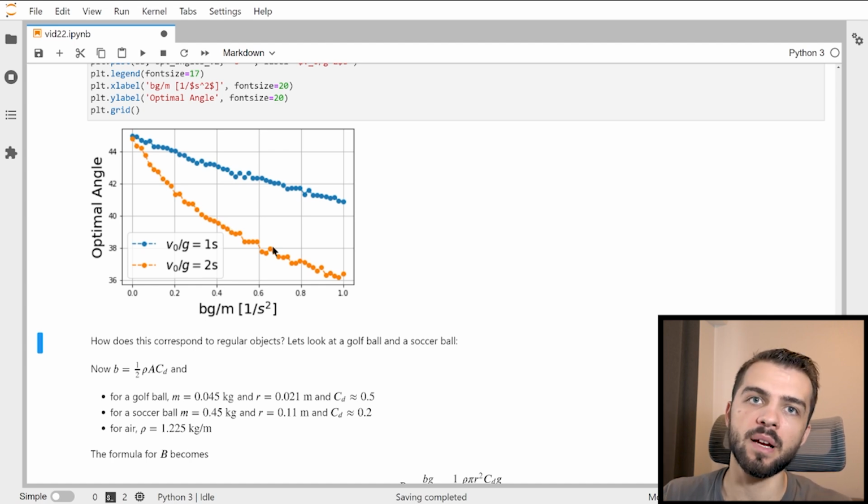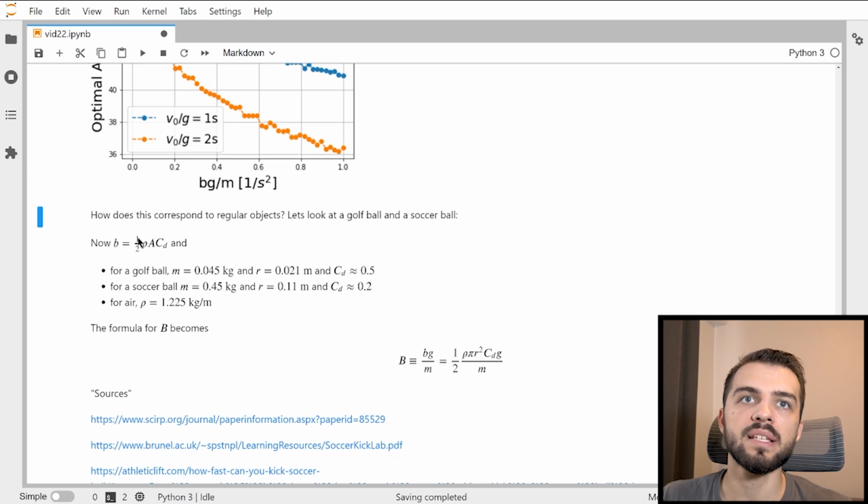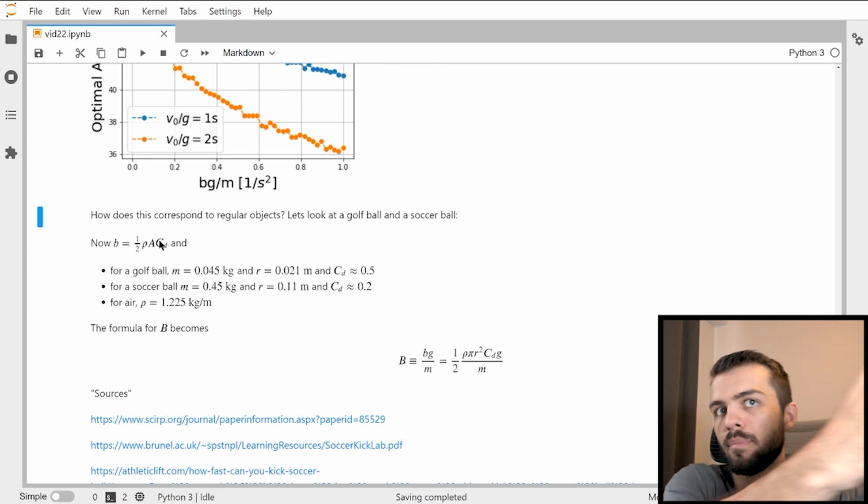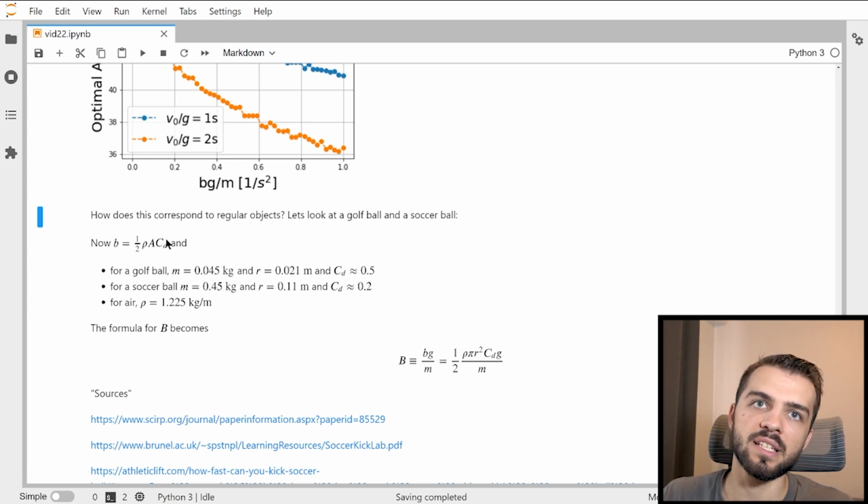And so the obvious question becomes, how does this correspond to regular objects, right? Suppose you're golfing or playing soccer or whatever. What is the friction force here? And what is the velocity that we typically launch things at? Well, B is equal to 1/2 rho A CD. Rho is the density of air. A is the cross-sectional area of the ball that you're launching. CD is a number inherent to the object that you have to determine.